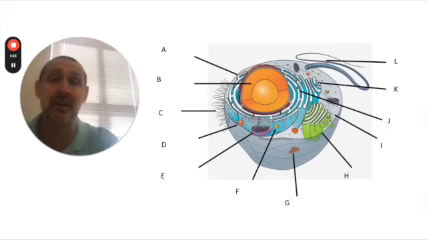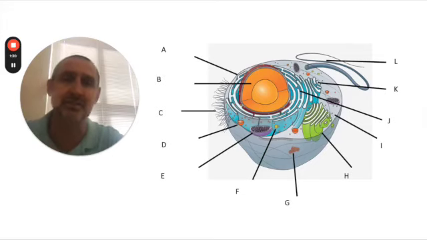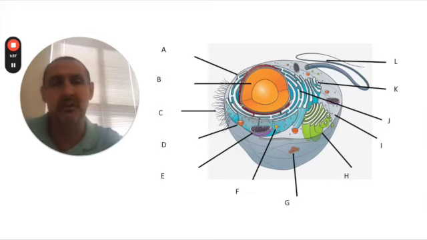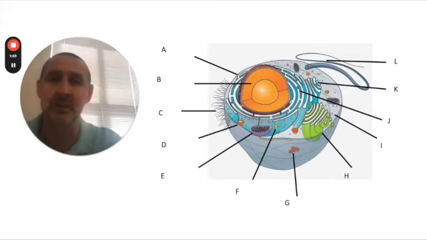Cells are remarkably complex. Even though they're small, there are a lot of moving parts. Just think of it more like a small city in a very, very small space. We'll start by identifying some of these organelles. A is pointing to the plasma membrane, and we'll work our way around. L is pointing to a flagella. Only certain cells in the human body have a flagella, namely sperm.